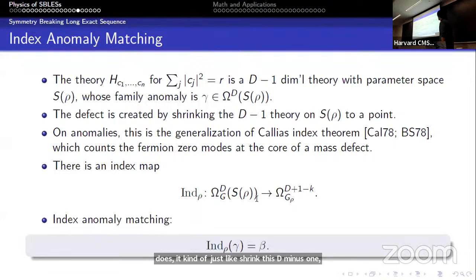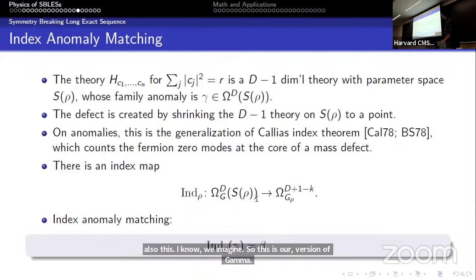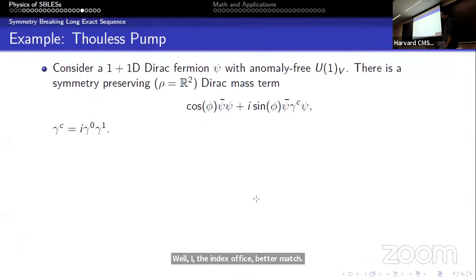And moreover, we hypothesize that there's also this anomaly matching. So this original gamma parameter is in here, when the index of this better match the anomaly. So again, that was really abstract. So I want to do a concrete example.